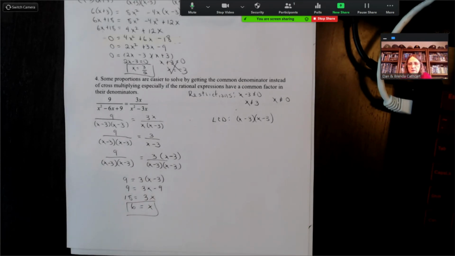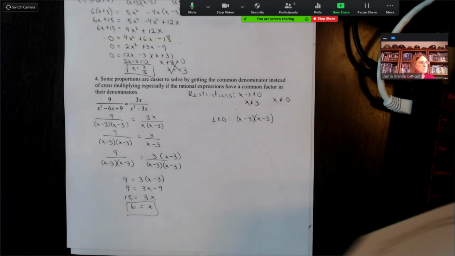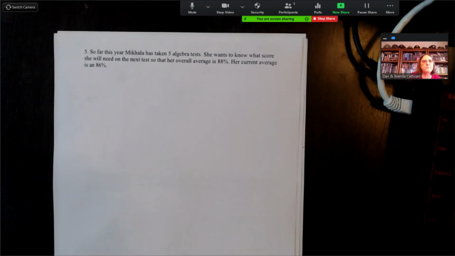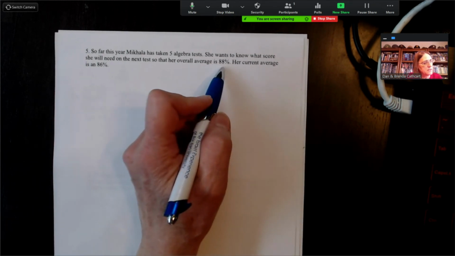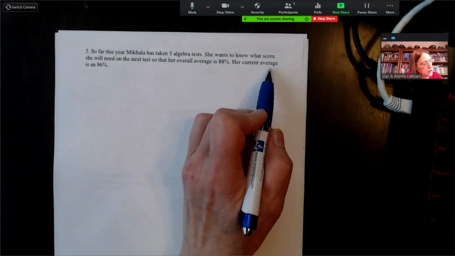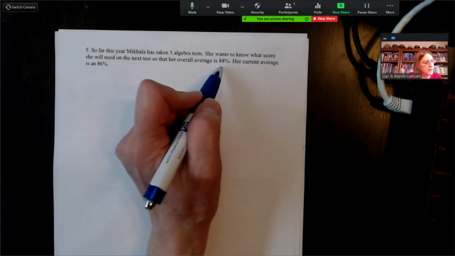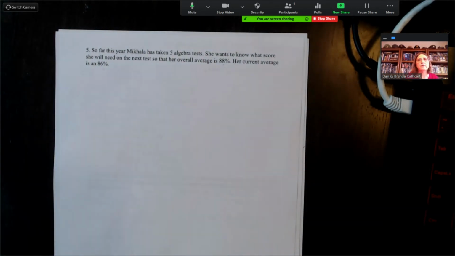Okay, let's move on to an application of rational equations. So far this year, Michaela has taken 5 algebra tests. She wants to know what score she will need on the next test so that her overall test average is 88%, and her current average is 86%.